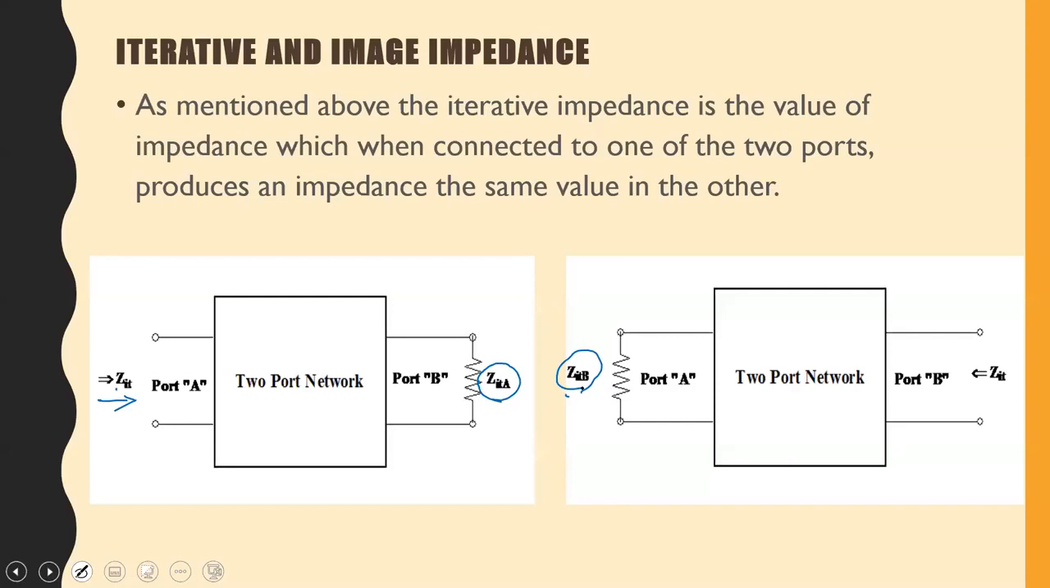Because it is asymmetrical, what we are saying is that if we look into one port and connect the iterative impedance at the other, I'll get that same value at the first. So it depends on which port I'm looking into. Of course, if the iterative impedance is the same on either side, what does that mean? It is the characteristic impedance eventually. It means that the network is symmetrical, and that means we'll be dealing with the characteristic impedance. All right. So that is iterative impedance.